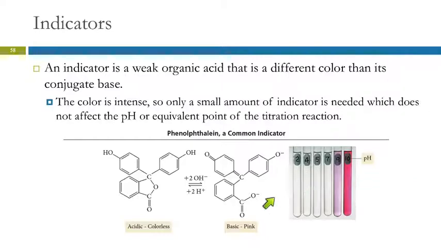And here we see phenolphthalein in different pH buffers. We can see at 7, it's clear. At pH 9, it's just turning pink. And in pH 10, it's intensely pink.